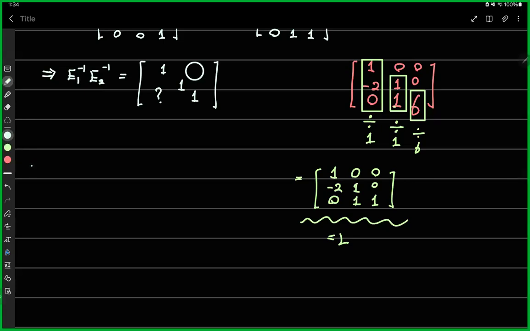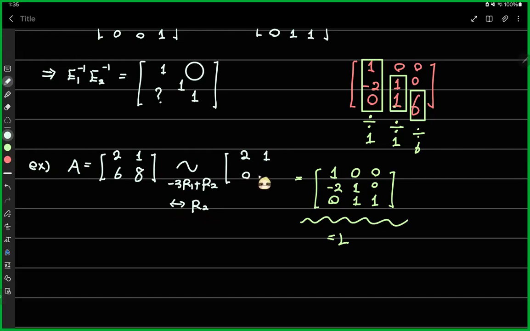Another example: let's say A is 2, 6, and 1 and 8. So we simply apply the elementary operations. Negative 3 times R1 plus R2, then replace it with R2, right? So then we got 2 and 1 and 0 and 5, right? So before doing that, we store this one. Once we apply that elementary operation, we store that one too.